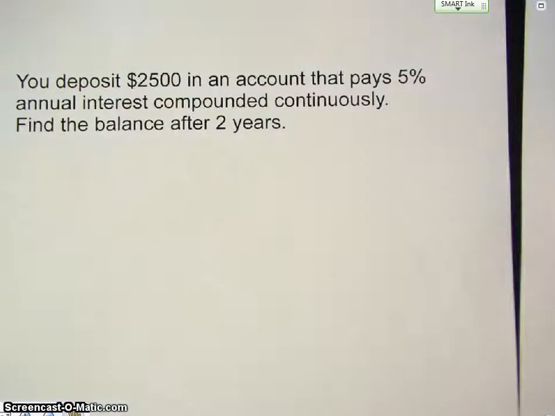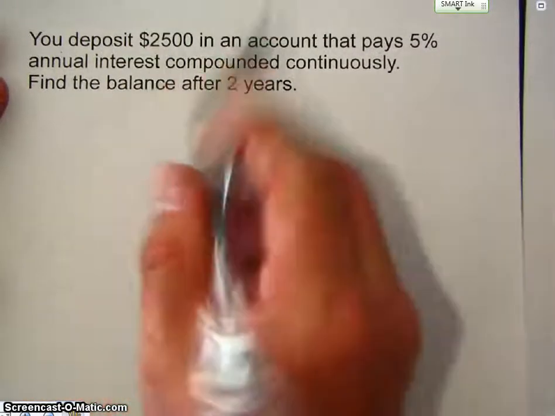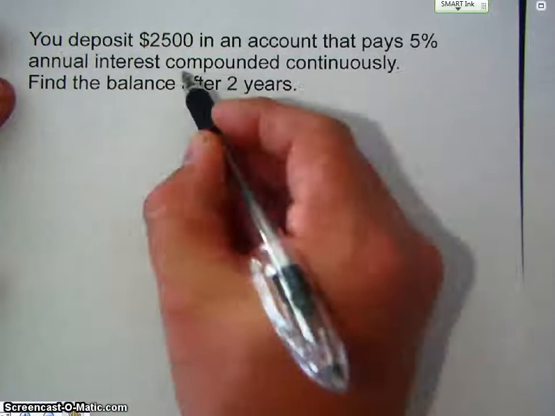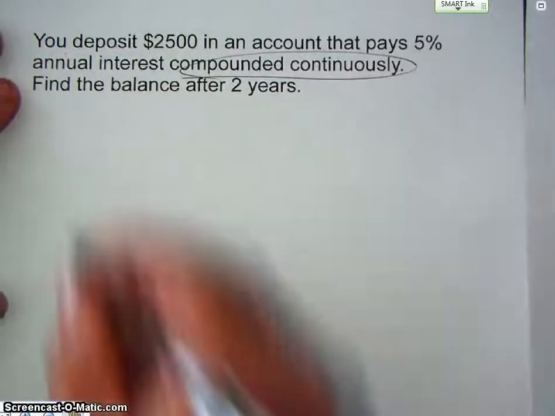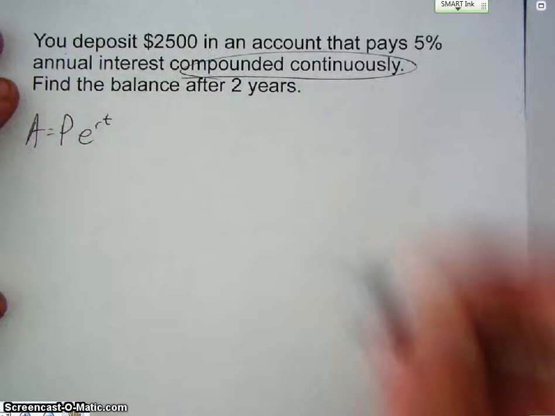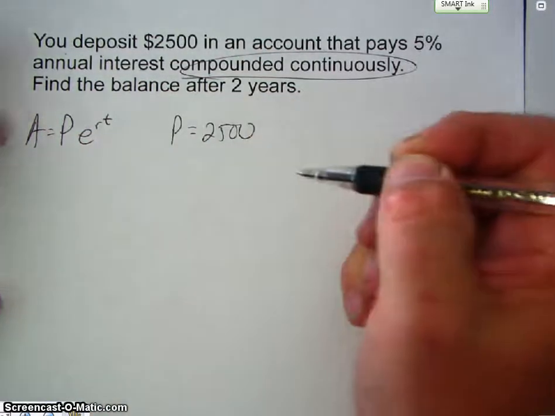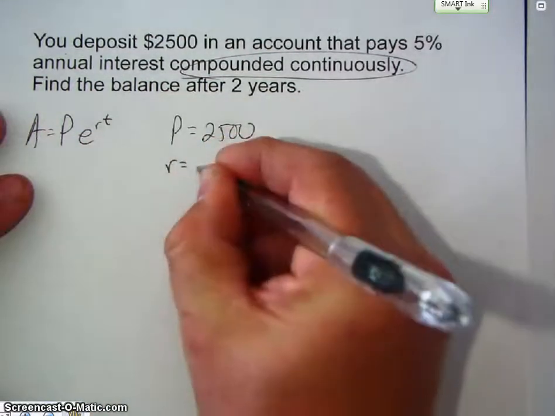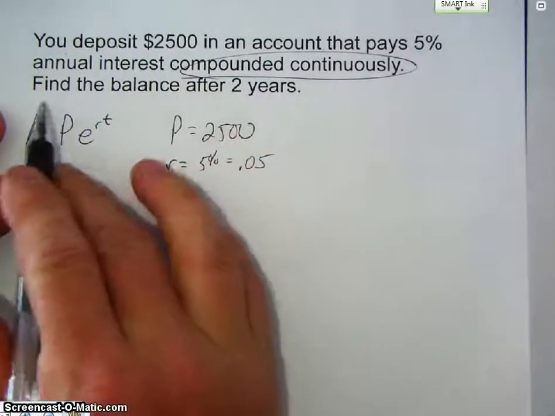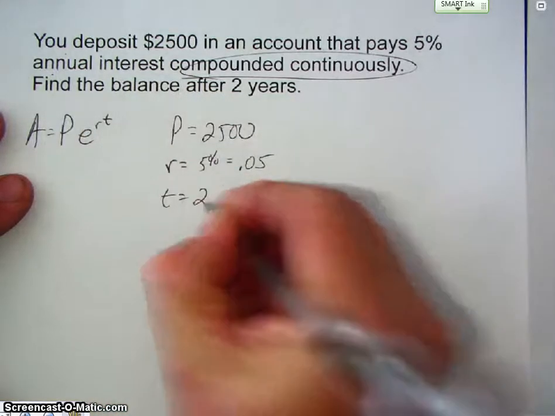Let's look at another example. You deposit $2,500 in an account that pays 5% annual interest rate compounded continuously. That right there tells me I use A equals Pe^(rt). P is 2,500. Rate is 5%, so I got to convert that to a decimal. Annual, so find the balance after 2 years, so T is 2.